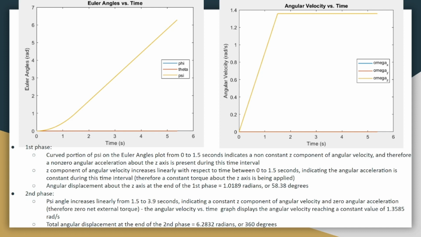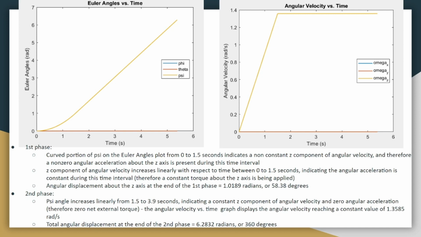The curved portion of the Euler angles plot from 0 to 1.5 seconds indicates a non-zero angular acceleration is present during the first phase. From the linear relationship of angular velocity with respect to time, we can conclude the angular acceleration is constant. During phase 2, after 1.5 seconds, the Euler angles increase linearly with respect to time and the angular velocity remains constant, which indicates zero angular acceleration.